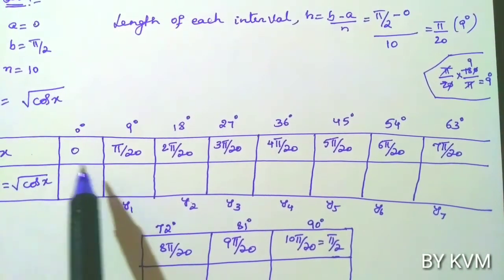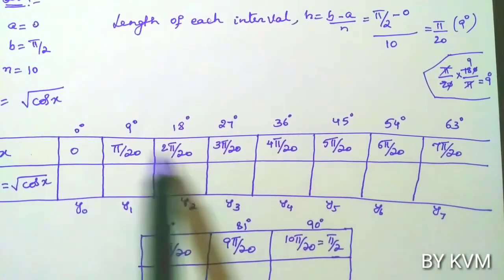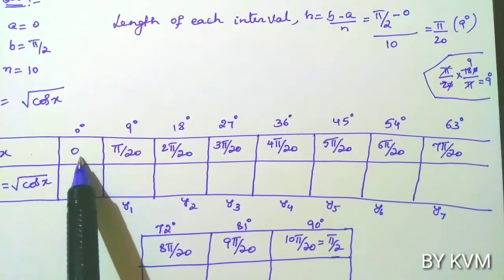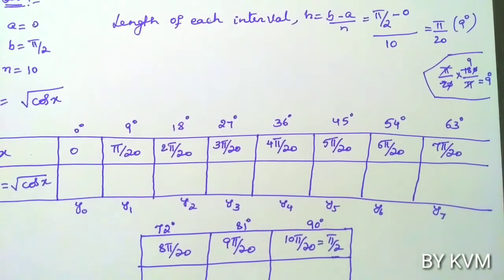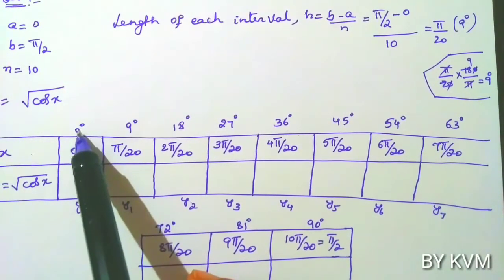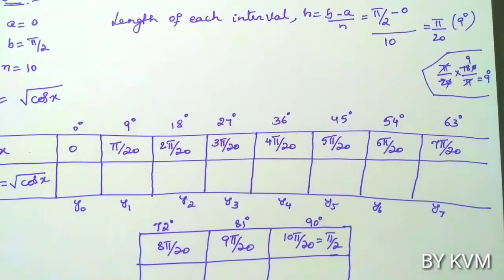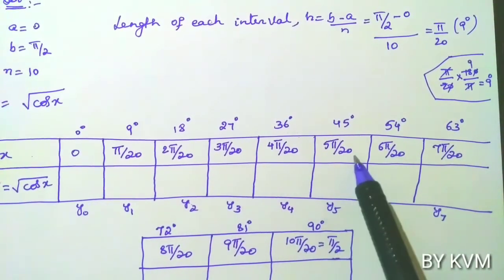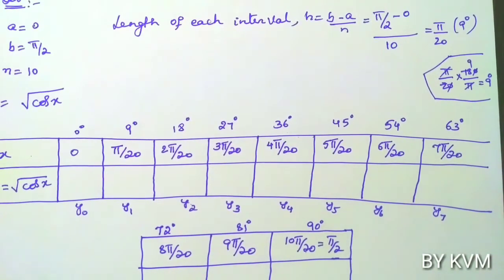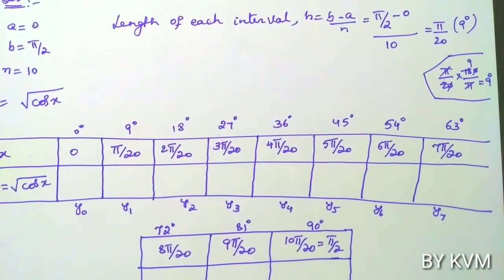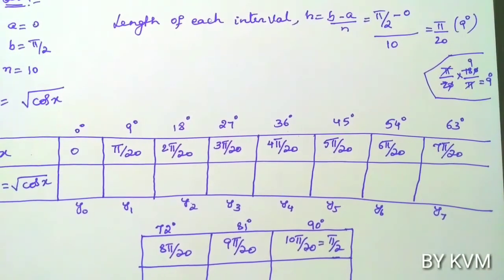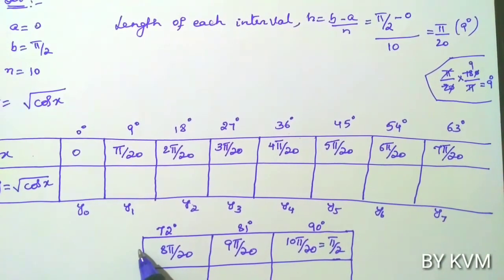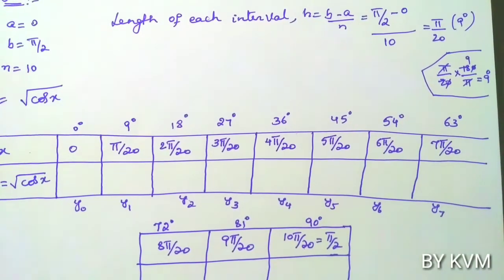Either you can take x values in terms of radians or in terms of degrees, it is left to you. If you take the x values in radians, you have to change the calculator mode to radians. If the x values are in degrees, the calculator mode should be in degrees. Now let us keep x values in radians. It is left to you when you type in the calculator.